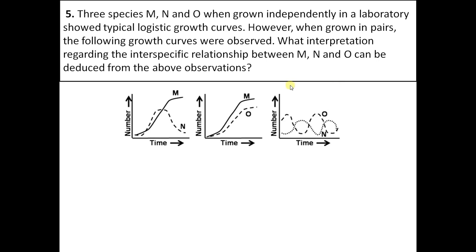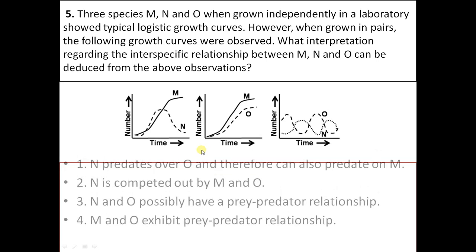Whenever you get a question like this, don't skip it. Just observe it carefully, once, twice or thrice, and then you will get some clue. In this graph, this is number and this is time. Species M has nothing to do with species N. At some point of time, the increase in M causes a reduction in N. And these are the options.